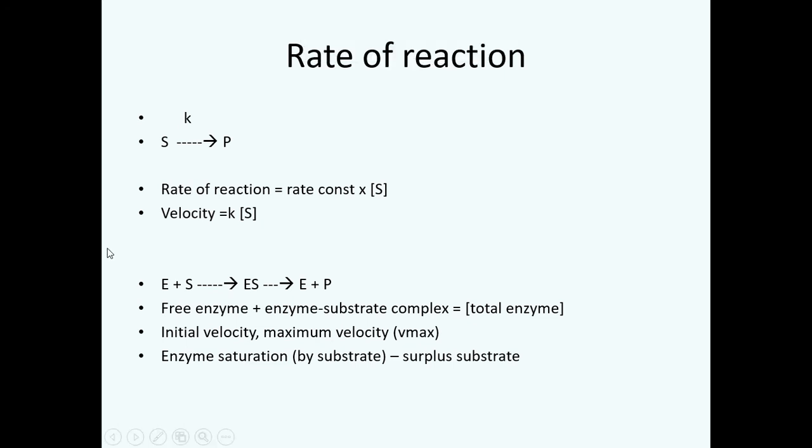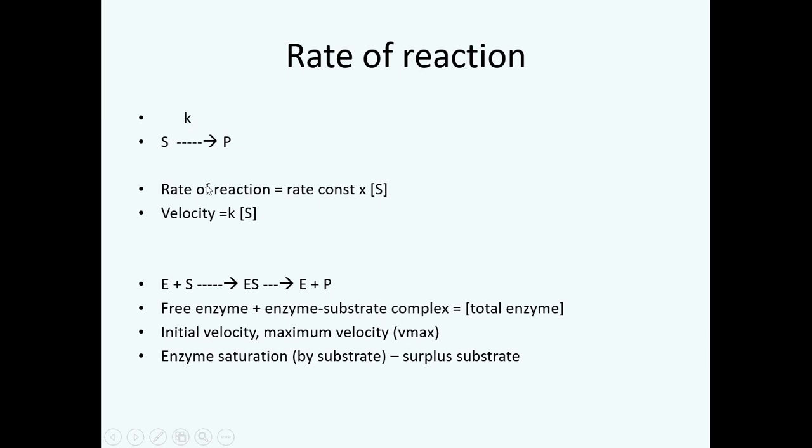Okay, so now we are going to talk about the kinetics of enzyme catalyzed reaction. But before that, we are going to look at a few basic terminology and ideas in this regard. So this is a generalized expression showing the conversion of a substrate into a product. The substrate is being converted into a product, and the rate constant for this reaction is represented by K.